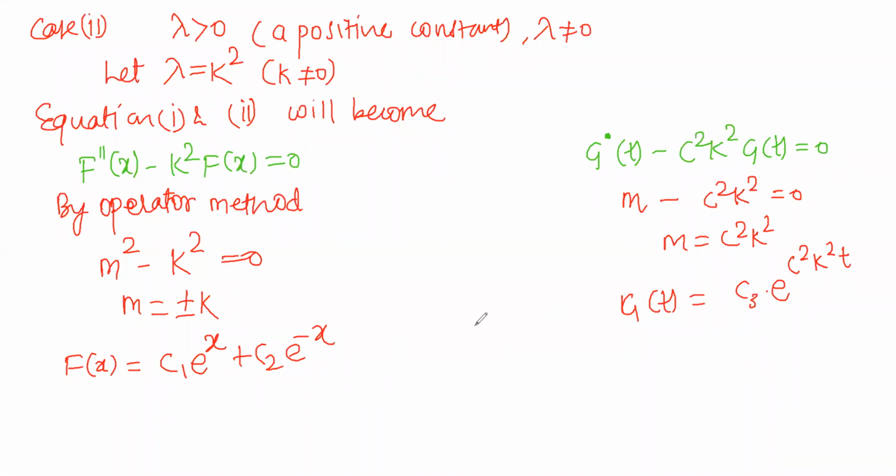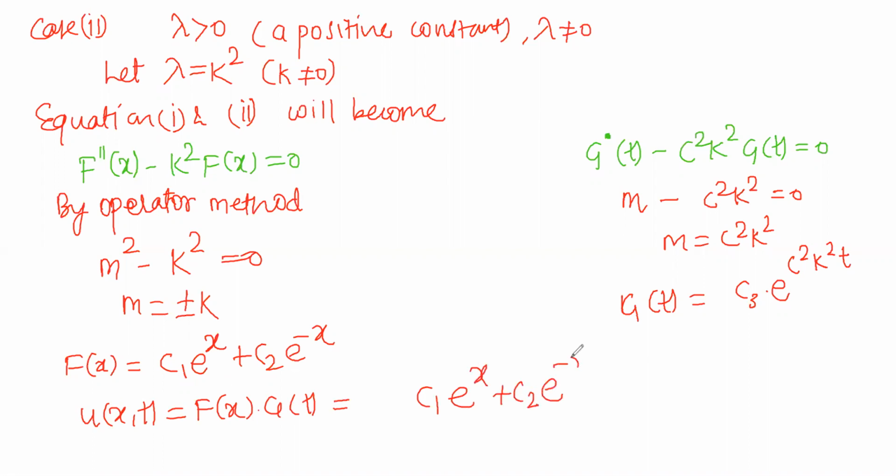Now I got f of x and g of t. So my solution would be u of x comma t equal to what? f of x into g of t. That's what I had expected. And I got f of x and g of t, so I'll write down this. So it's c1 e to the power x plus c2 e to the power minus x, into c3 e to the power c squared k squared t. Okay, so I'm done with this.